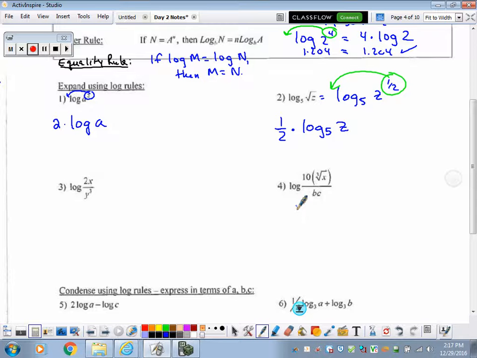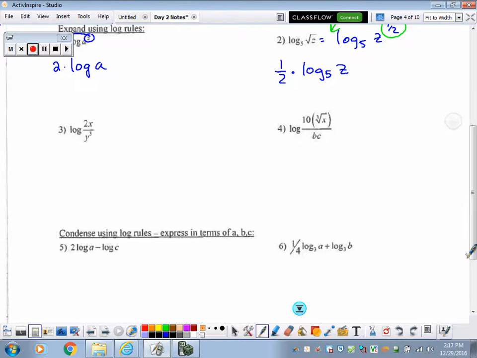Number 3, we have a fraction bar. We have the division there. And as soon as I see that, I know I'm going to be expanding it using subtraction. I'm going to have a minus sign somewhere because of that division. And notice I have 3 terms here, the 2, the x, and the y. Since I have 3 terms, I'm going to have 3 logs.